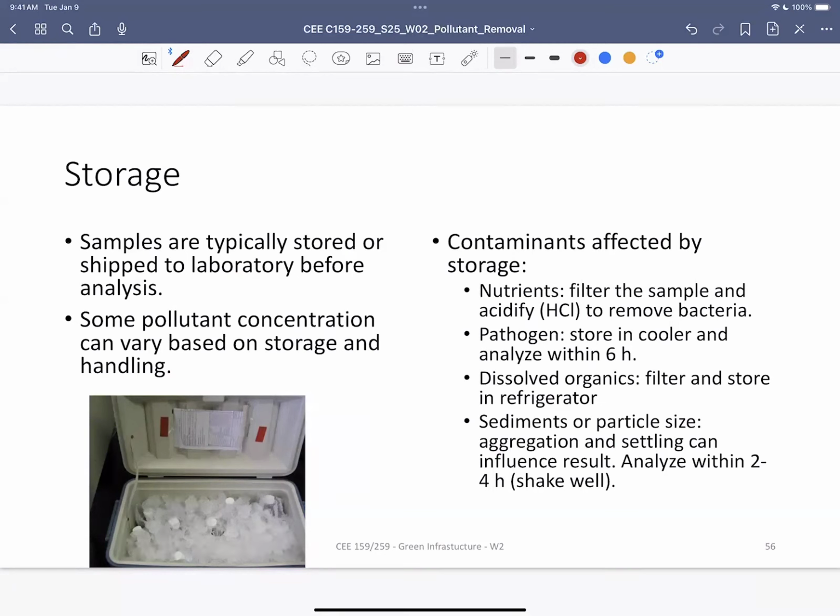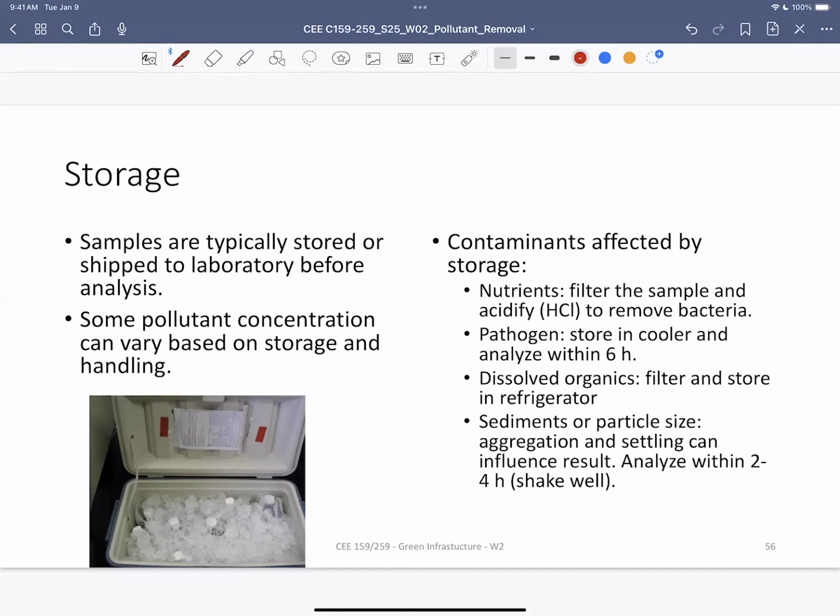Some pollutant concentrations vary with time because of biodegradation. So that means the pathogen concentration, organic concentrations, and nutrient concentration will change with time because of their ability to interact with the microbial community in the water. So if you want to measure nutrient concentrations, you have to minimize the biological processes or bioactivities. How do you do that? First, you could filter it so that all bacteria are removed. That way you can measure the dissolved concentrations. Or you could make the condition so acidic, like adding HCl, that bacteria will not grow. That means your nutrient is preserved.